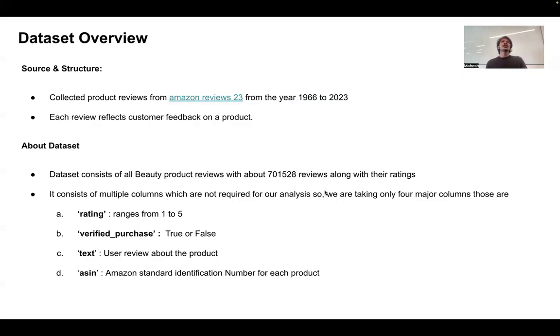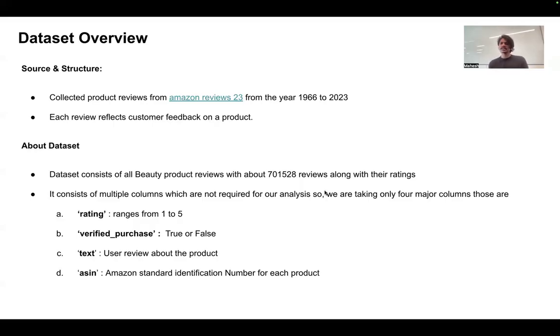The dataset which I've downloaded from Amazon actually consists of unverified reviews also. For those reviews also, they stored them in the dataset.